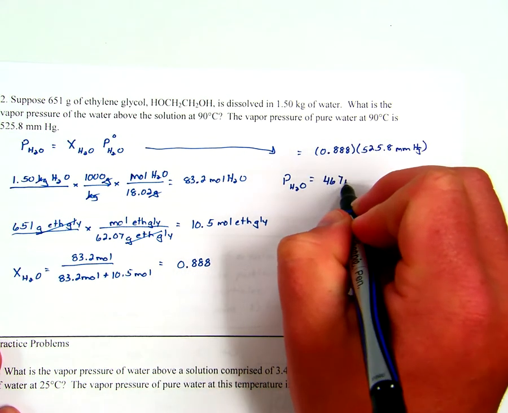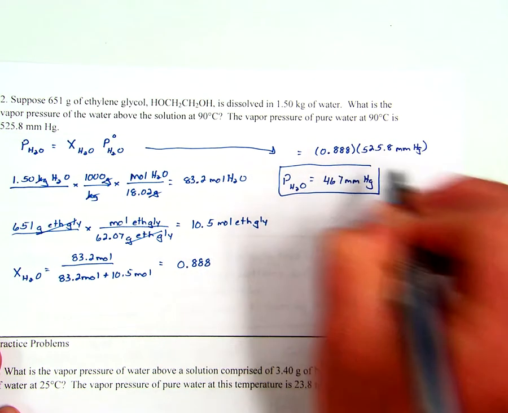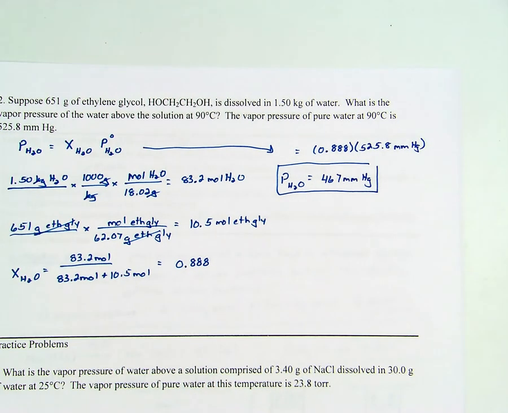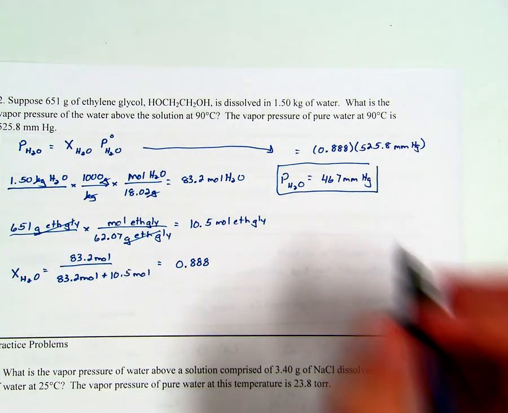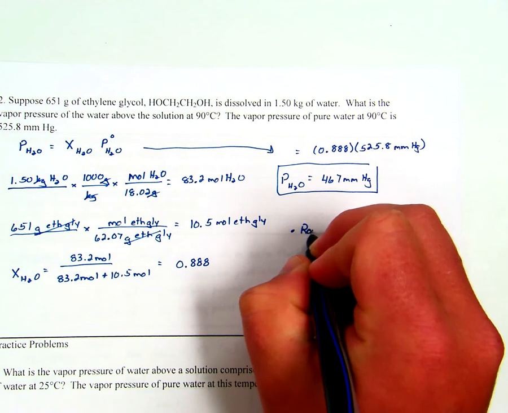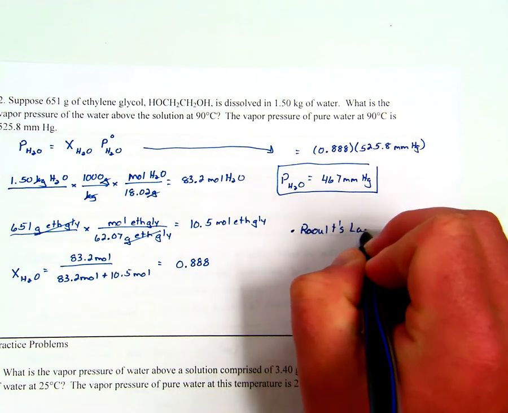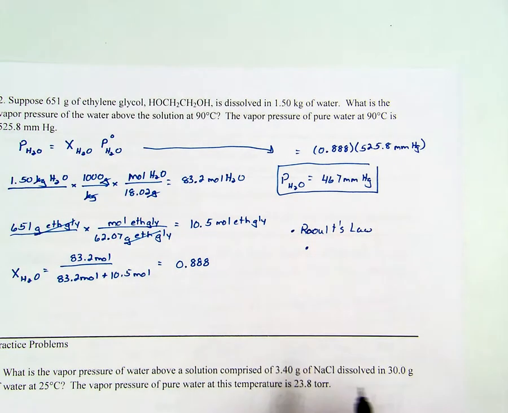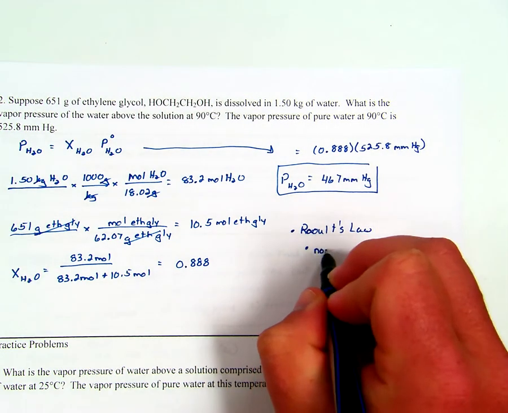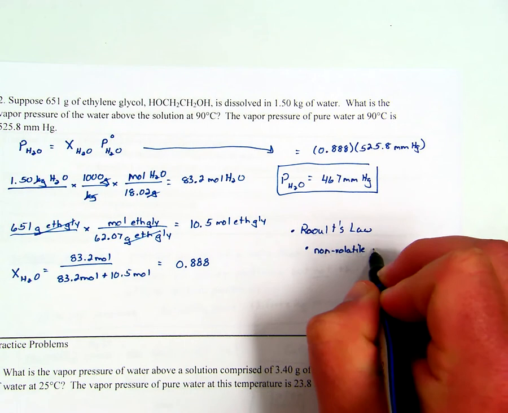All right, one note, or kind of a side note, if you will, on Raoult's law. I'll just jot it down here. Raoult's, I'll spell it right, R-A-O-U-L-T apostrophe S. The law really only works for non-volatile solutes. In other words, solutes that aren't going to contribute to the vapor pressure.